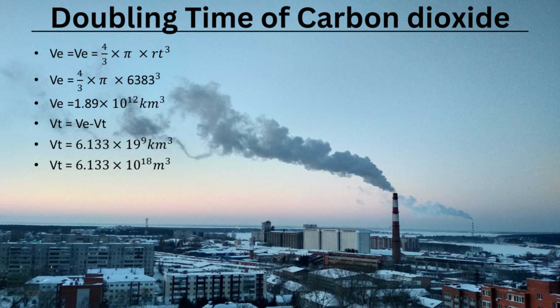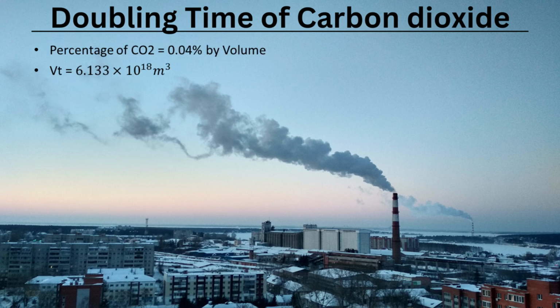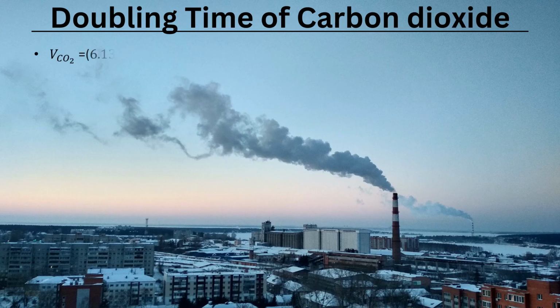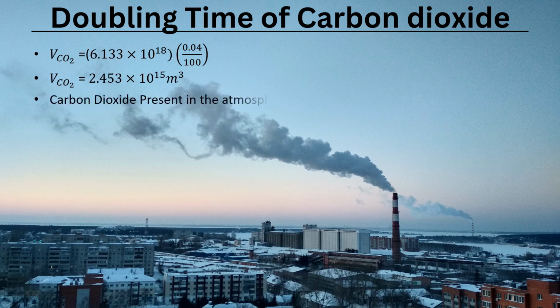When we convert the value Vt into meters cube, the value will be 6.133 multiplied by 10 raised to the power 18 meters cube. As we already know, the percentage volume of carbon dioxide in the atmosphere is 0.04%, and the volume of the troposphere is 6.133 multiplied by 10 raised to the power 18 meters cube. The volume of carbon dioxide in the atmosphere will be 6.133 multiplied by 10 raised to the power 18 multiplied by 0.04 divided by 100. We find that the present amount of carbon dioxide is a whopping 2.453 multiplied by 10 raised to the power 15 cubic meters.